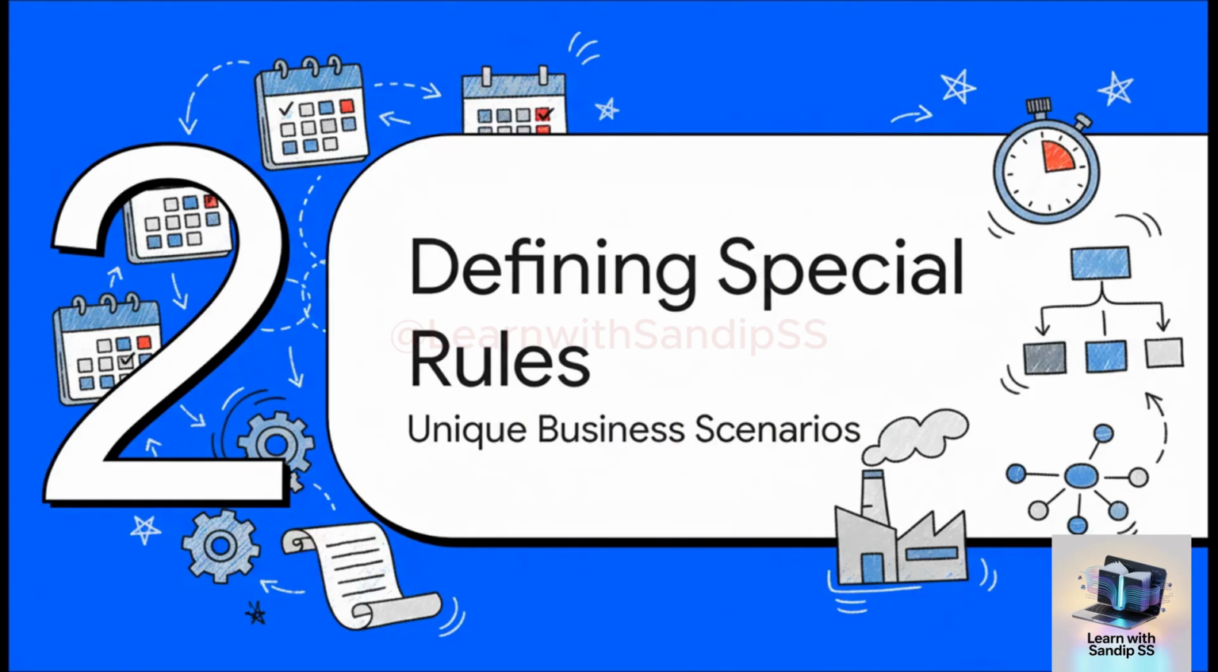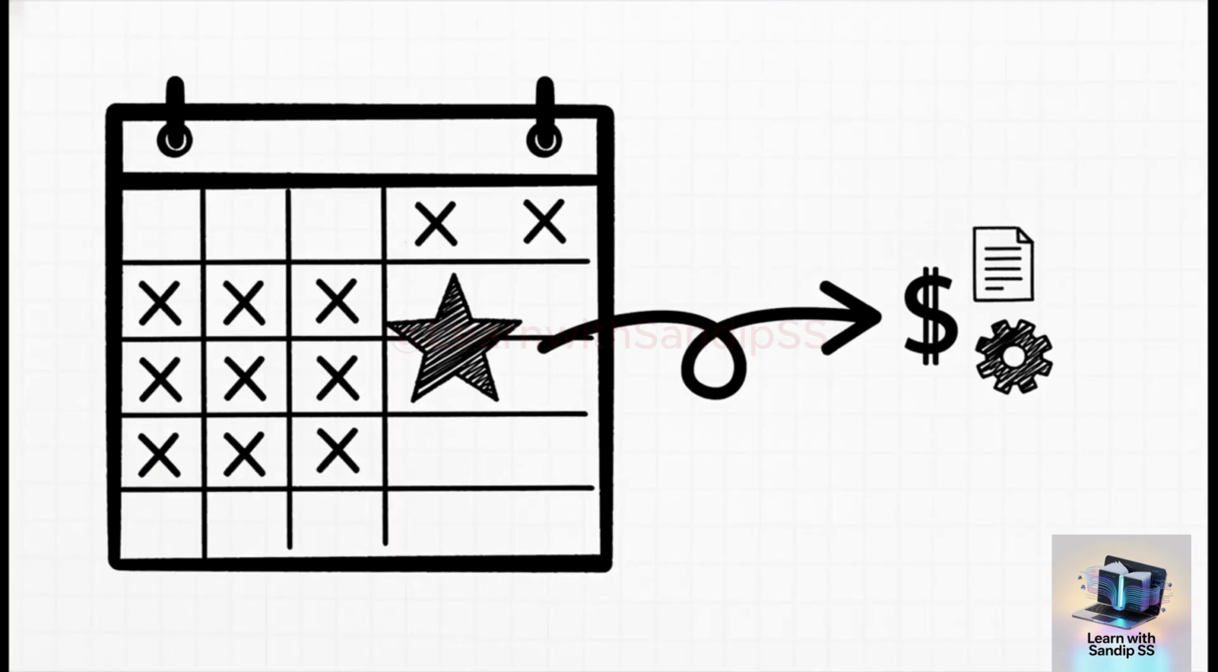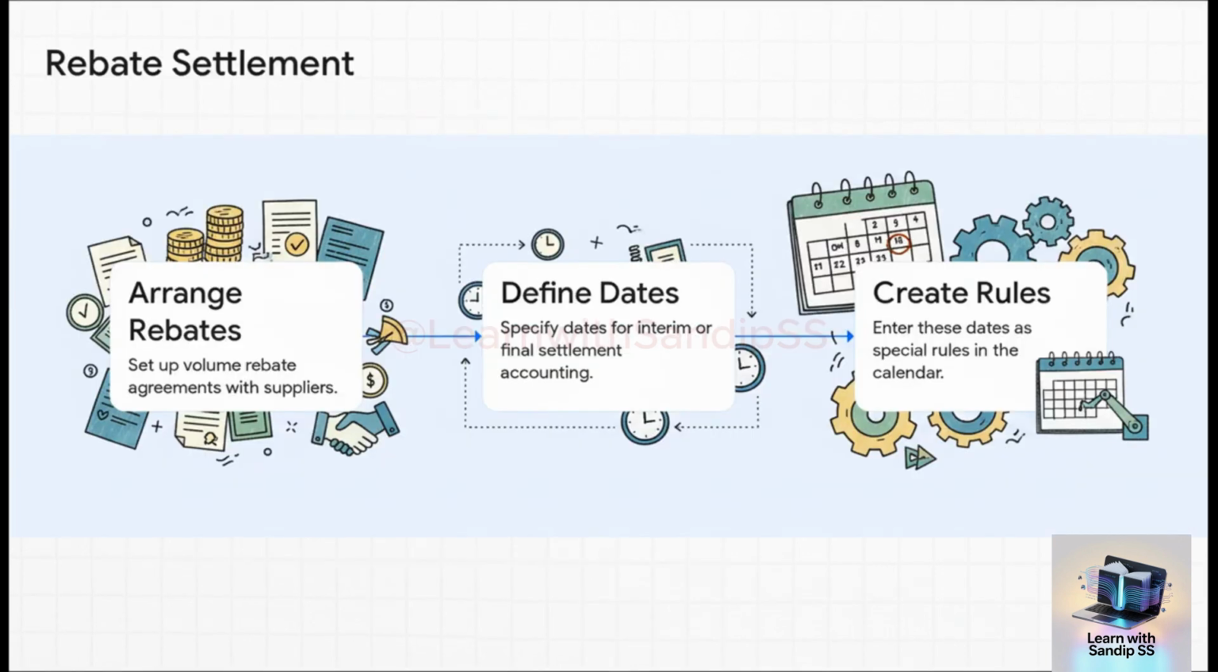Okay, so we have our workdays and holidays all mapped out. But real business is messy. It's not always that simple. You've got these unique, important dates that aren't exactly holidays, but they're still critical for planning. And that's where special rules come into play. Think of special rules like sticking a big gold star on a specific date in your company's calendar. It doesn't mean the factory's closed, but it signals to the system that something important and specific is happening on that day.